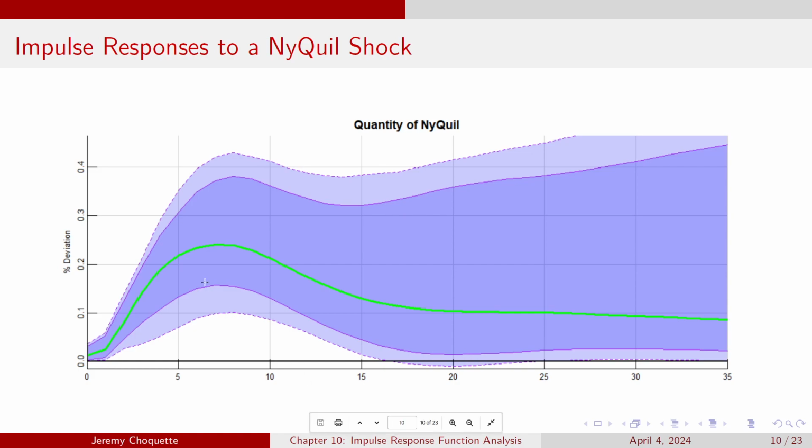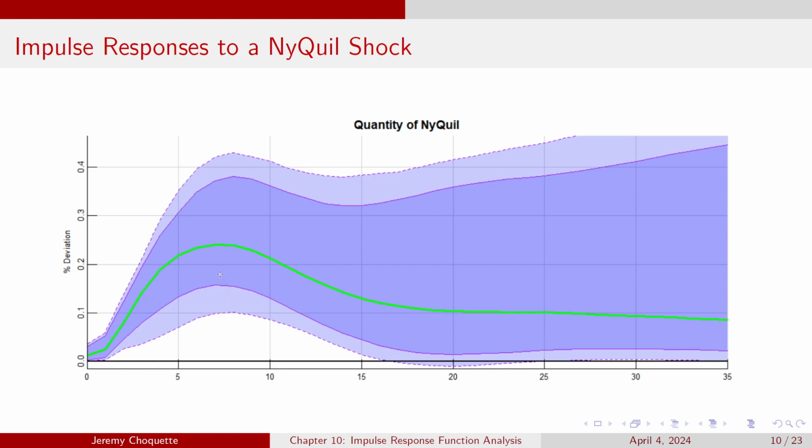So if we're looking at this peak here, this is about 7.5 days after people get sick. That's when the NyQuil consumption is going to peak. It's got to be a really bad flu or a cold or something. Well, these upper bands, I'm not too worried about here. I'm really more worried about these lower bands.